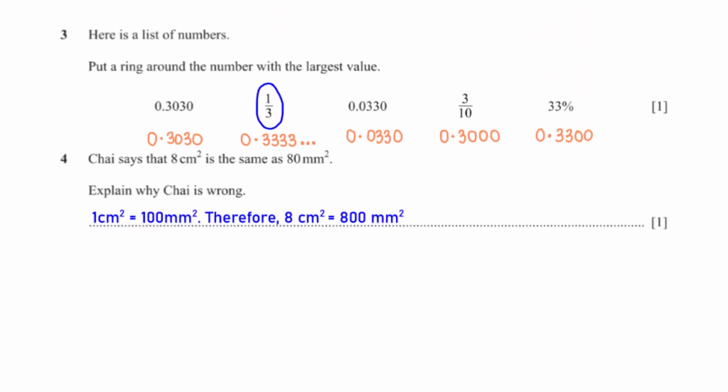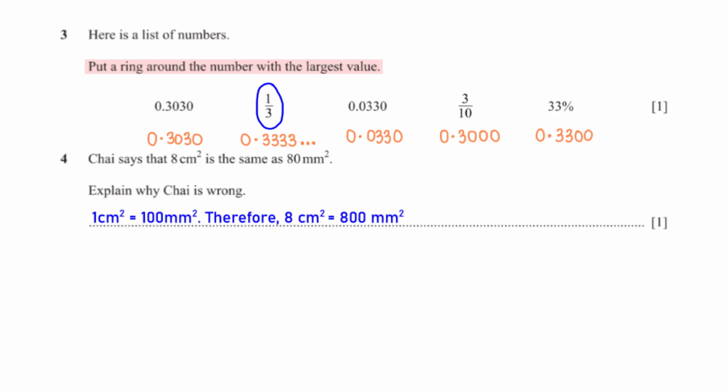Here is a list of numbers. Put a ring around the number with the largest value. First, let's ensure all the numbers are in decimals. The first number is already in decimal form. 1/3 is 0.3333 and it goes on. 0.0330 is already in decimal. 3/10 is 0.3 in decimal.